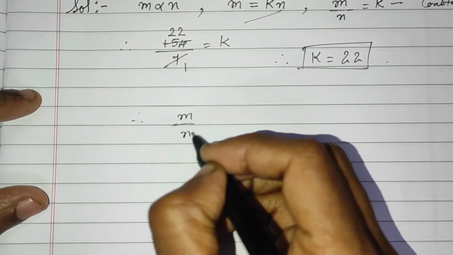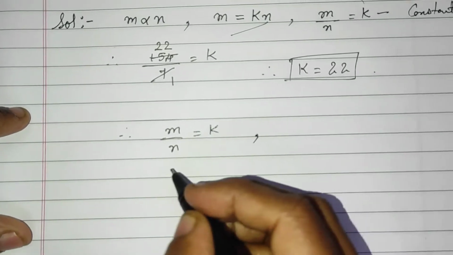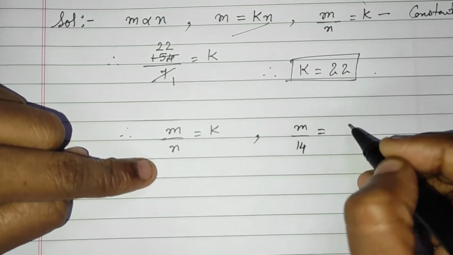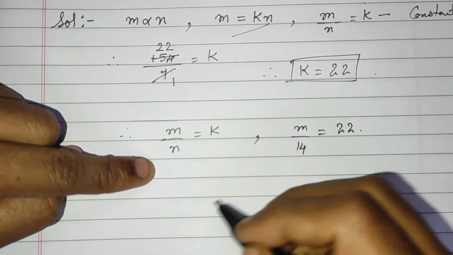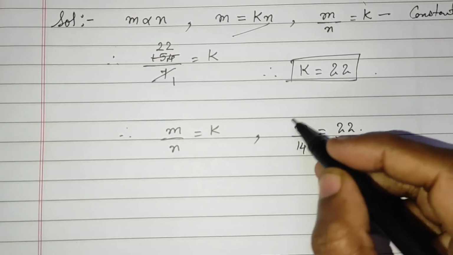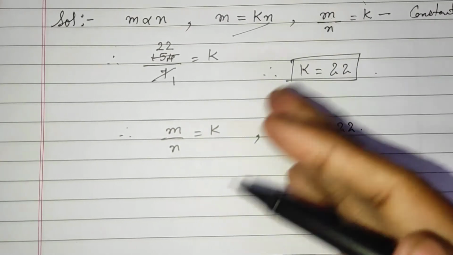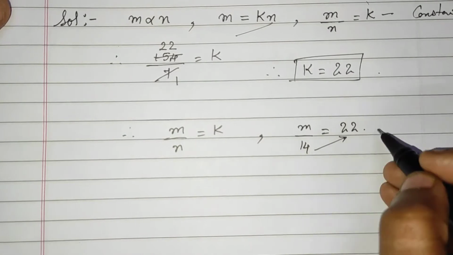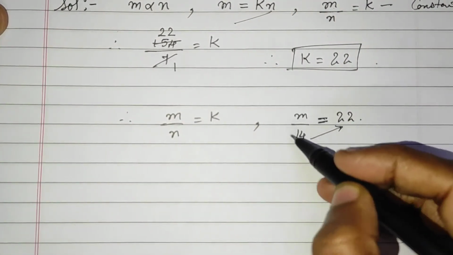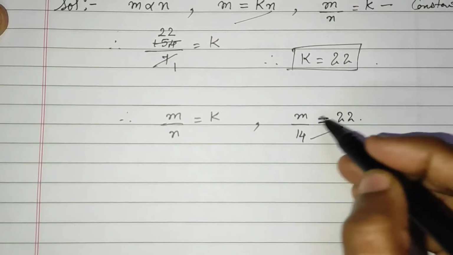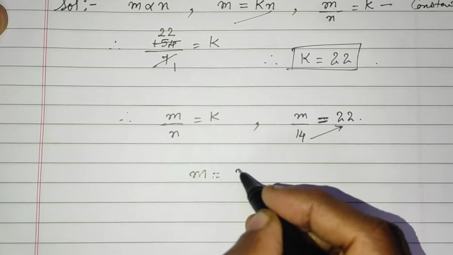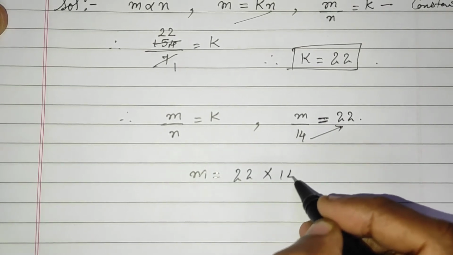m upon n is equal to k. So here m is missing and n is 14 and k we just found out, 22. So it is in the denominator, it will go here. So here it is division. So left hand side, right hand side when it goes, it will become multiplication. यहाँ से जब वो अपना पोजीशन चेंज करके इस तरफ जा रहा है इक्वल टू के, तो यहाँ डिवाइड हो रहा है, वहाँ जाएगा तो मल्टीप्लाई. So m is equal to 22 into 14.